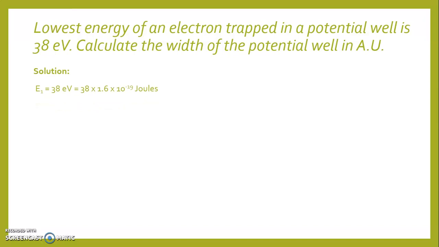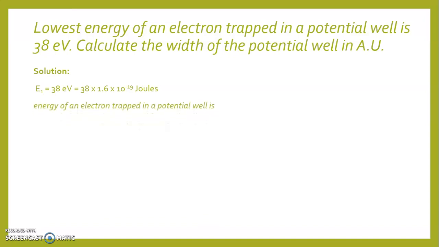So first convert these electron volts into joule. We know 1 electron volt is equal to 1.6 into 10 raised to minus 19 joule. So E1 becomes 38 into 1.6 into 10 raised to minus 19 joules.